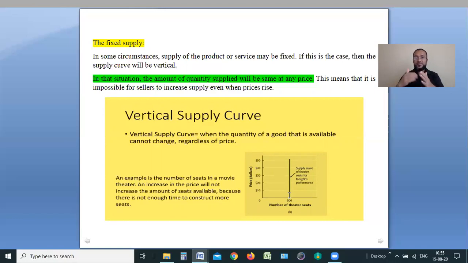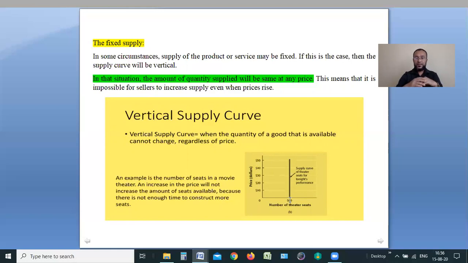Because it takes time to increase the seating capacity of the theater. So in the short run, it is fixed. Since it is fixed, price change will not affect the seats in the theater. So the supply curve will remain vertical at any price. Okay, so that is called the fixed supply curve, the vertical supply curve when supply is fixed.